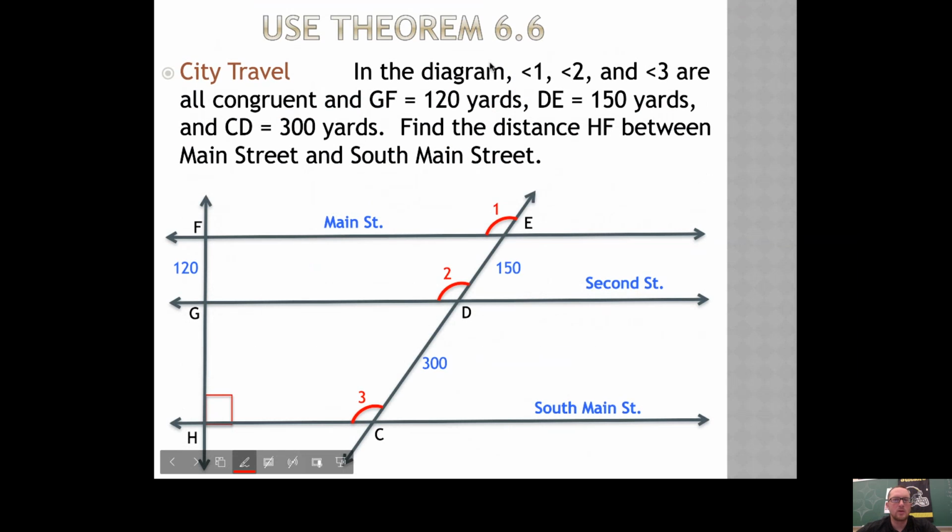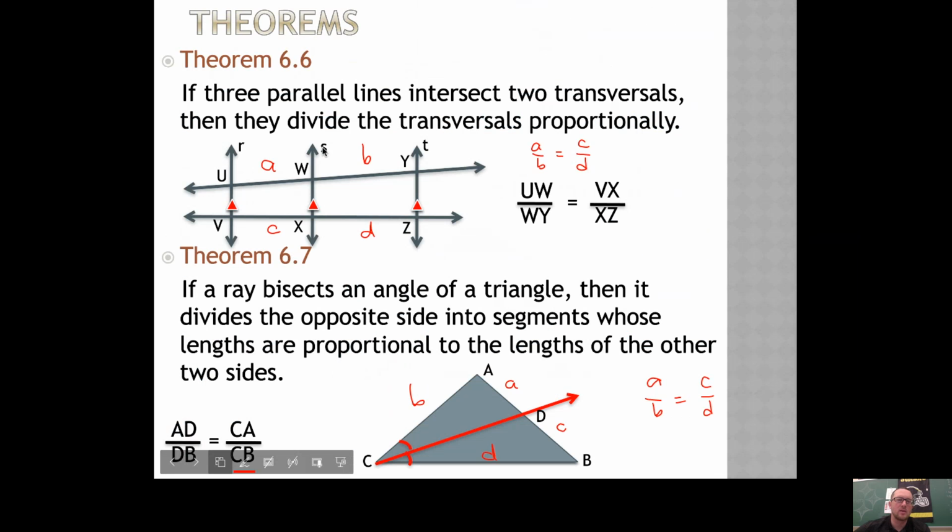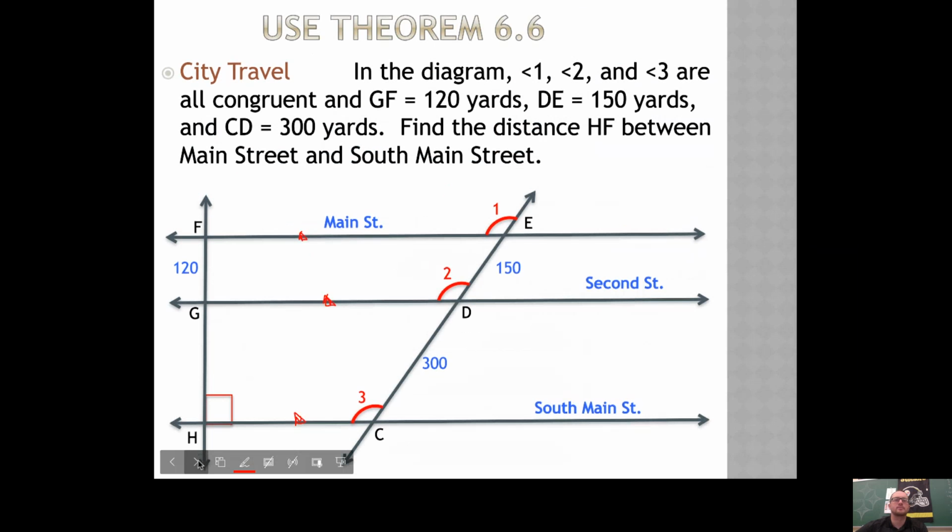Here's an example. In this diagram, angle 1, angle 2, and angle 3 are all congruent. So what that does is that gives you corresponding angles that are congruent. That forces these lines to be parallel. When we have congruent corresponding angles, that makes parallel lines. So this diagram is exactly like this one. It's just turned.